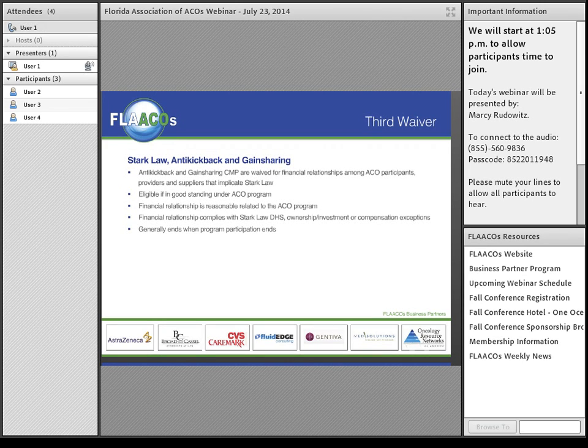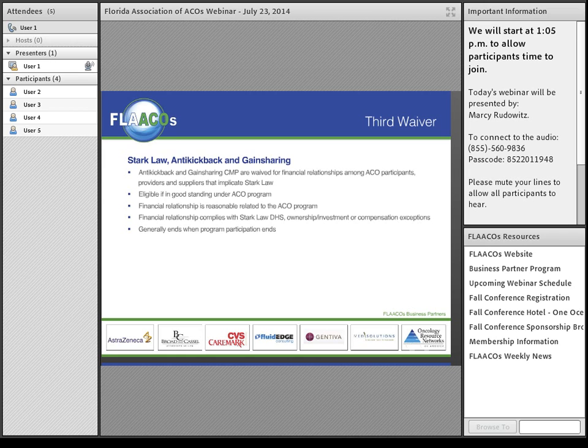Our next waiver, which is the third waiver, really touches on probably one of the biggest issues that I personally get emails or questions about as different groups are looking to join the ACO arena. And that's the shared savings distribution and the Stark Law, anti-kickback, and gain sharing. And again, these are three issues that in other healthcare models may not be approved, even though they may be integrating care coordination and clinical processes. But for ACOs, these are waived for financial relationships among those ACO participants, providers, and suppliers that would normally implicate the Stark Law. Eligible for all those ACOs that are in good standing.